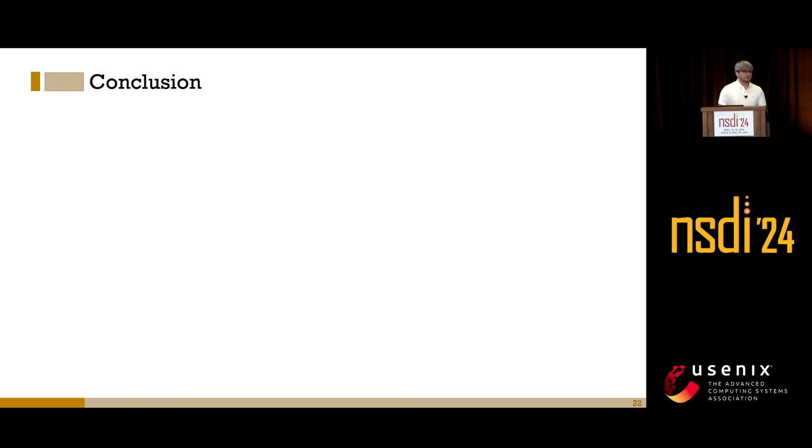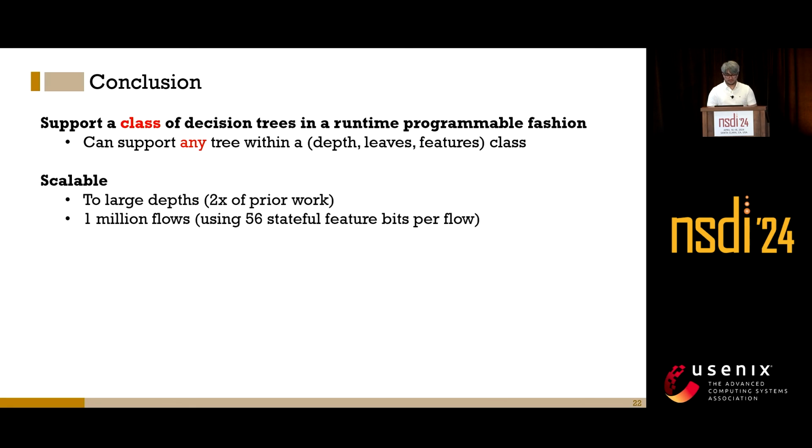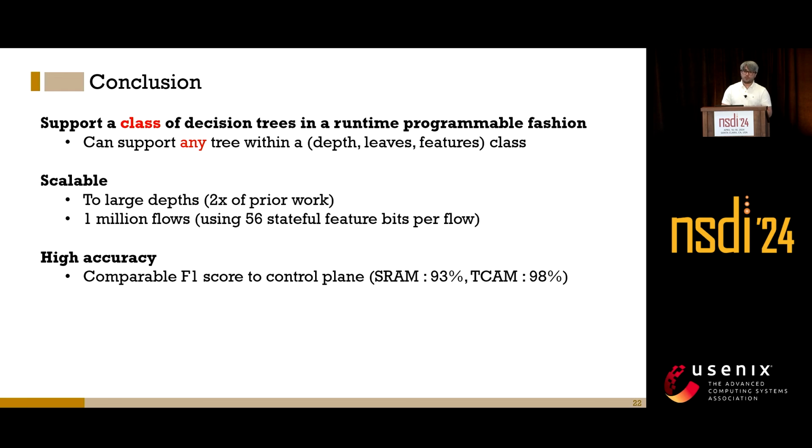So to conclude, we presented Leo, which is a scheme to support decision trees on programmable switches in an efficient and runtime programmable manner. We find that it is scalable, reaching trees that are twice as deep as the state of the art, and supporting a large number of concurrent flows while achieving a good accuracy.